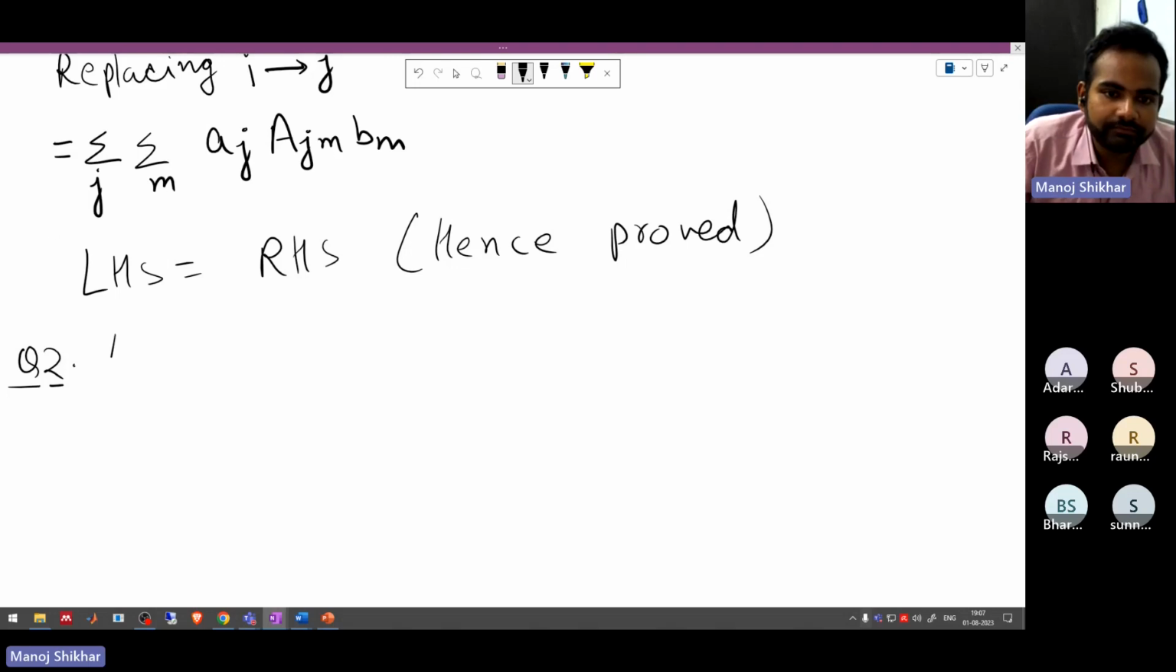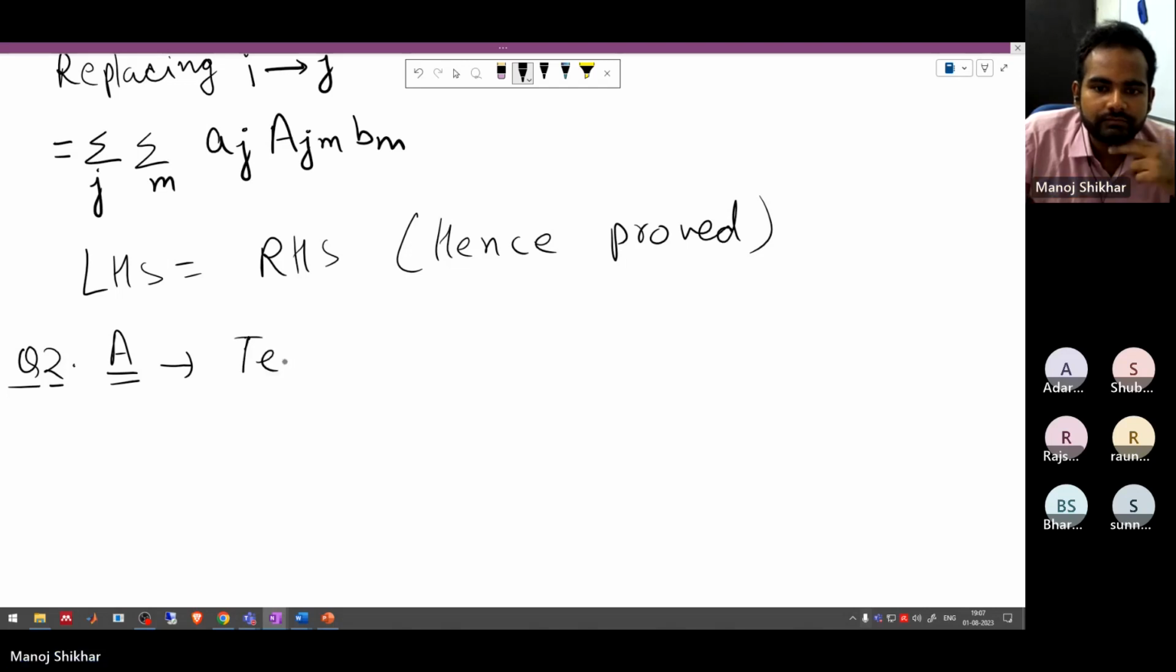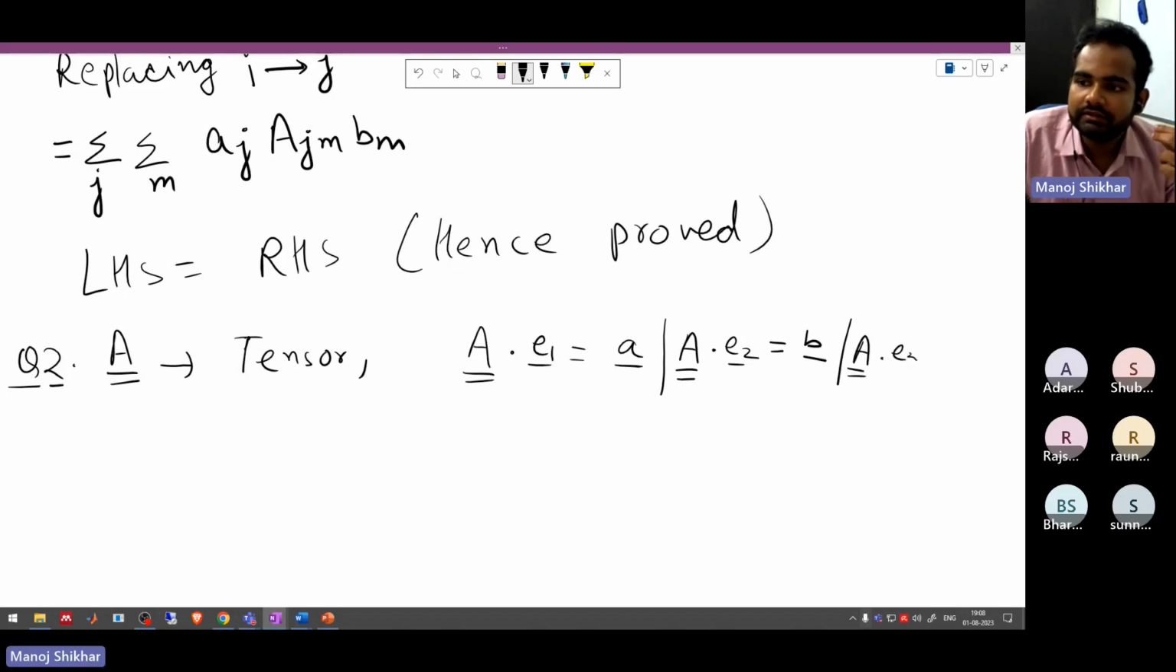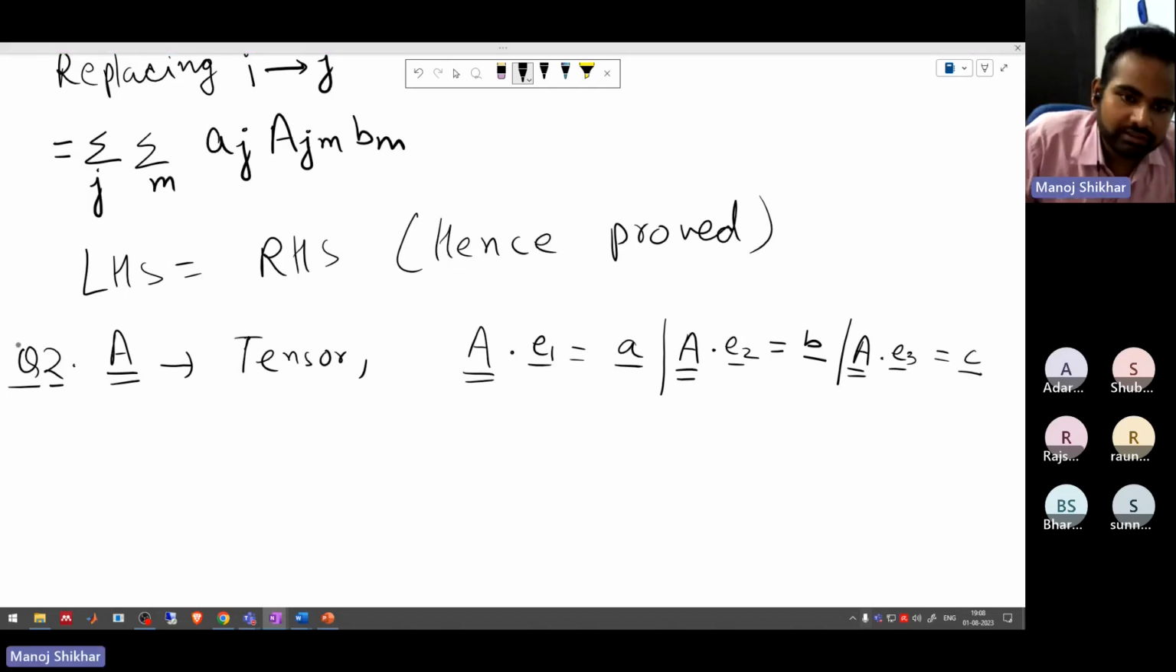Suppose there is a tensor A, such that A is a tensor. We are given A dot E1 is some vector a. A dot E2 is some vector b. And A dot E3 is some vector c. Okay.